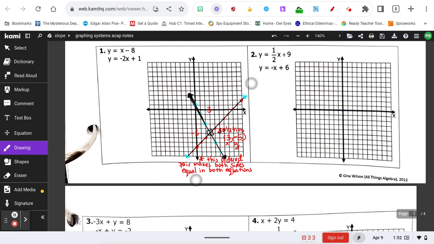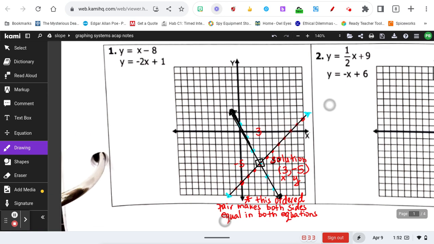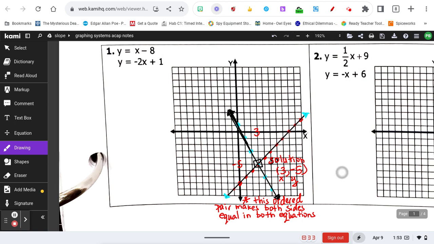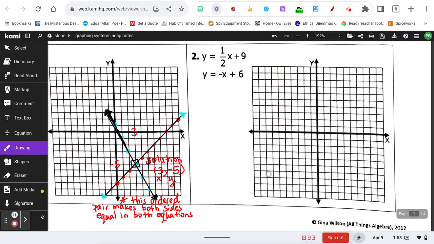All right, we graphed number 1 on Friday. We graphed and we found the point of intersection to be (3, -5), an x of 3 and a y of -5. So this is the ordered pair that makes both sides equal in both equations. Okay, let's take a look at number 2. Some groups did number 2, some groups didn't. I don't know which ones did.